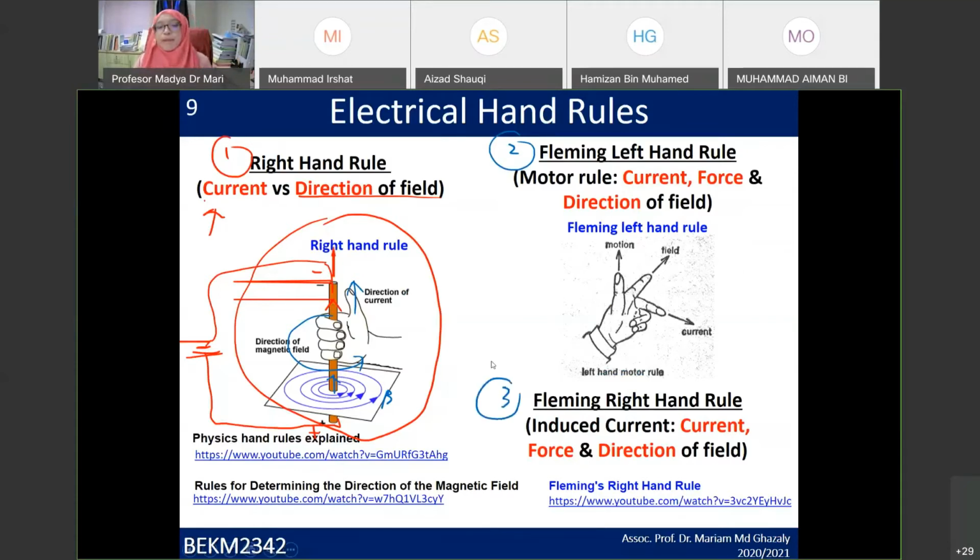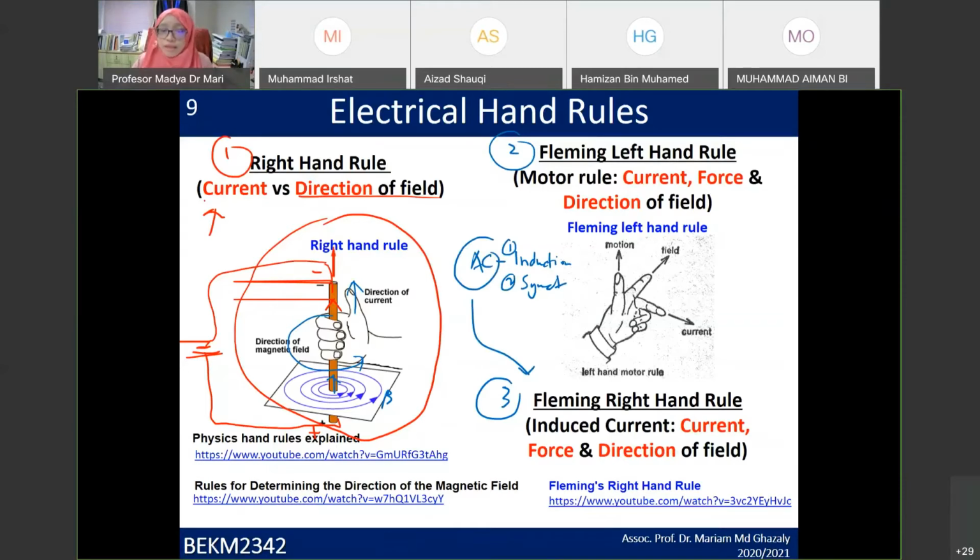this one, Fleming right hand rule. So that means instead of left hand, you are using the right. So right hand rule is actually to explain about the induced current. This is an example if you are using induction motor. Induction motor is one part of AC motor. So for AC motor, we have induction motor, this one in the slide, and then you have a synchronous motor. So for AC motor is using the Fleming right hand rule.